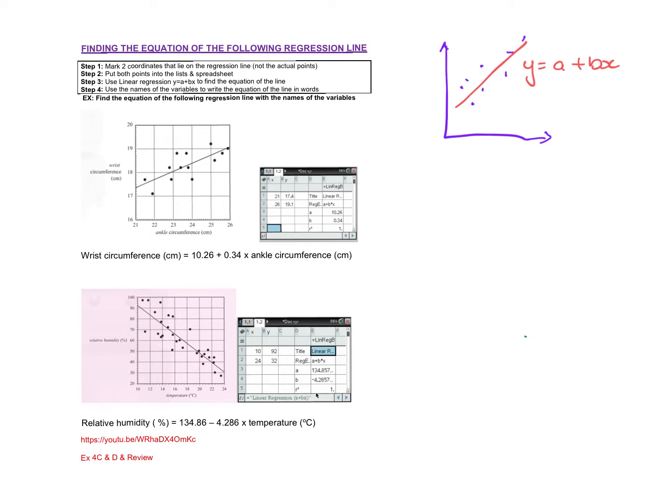So this next part is something we need to know. We've got a scatter plot given here, and you can see we've been given two numerical variables. They measured people's ankle circumference and also their wrist circumference. If you were just given the list, you wouldn't be able to tell which is the RV and which is the EV. Here we can tell the wrist circumference is the RV because it's on the y-axis, and the ankle circumference is the EV.